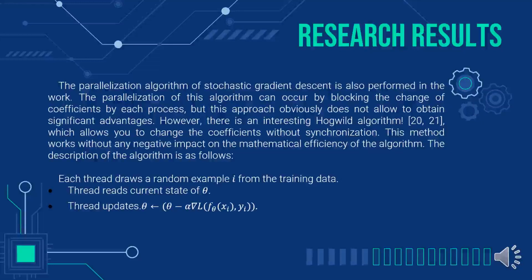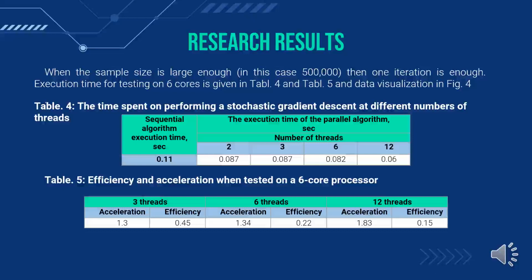The description of the algorithm is as follows. Each thread draws a random example i from the training data. The thread reads the current state of the data. The thread updates. If the sample size is large enough, in this case 500,000, then one iteration is enough.